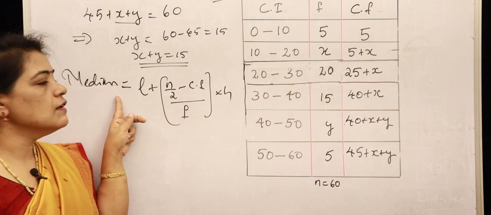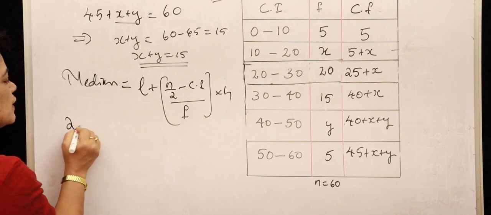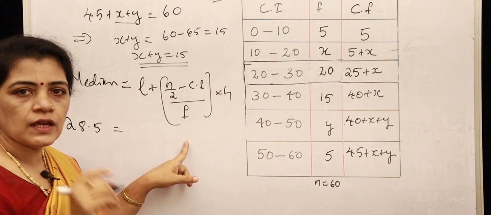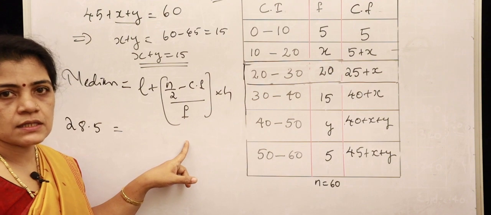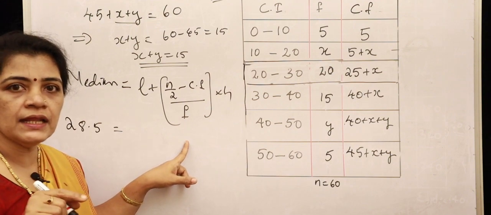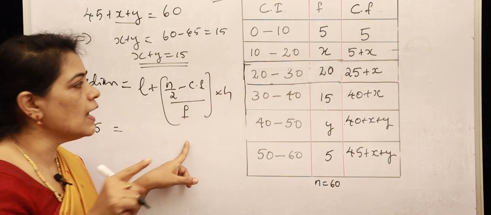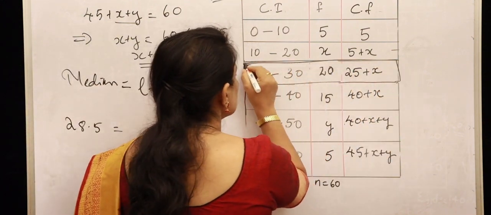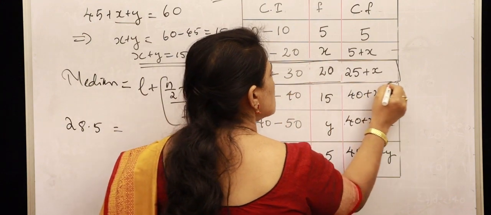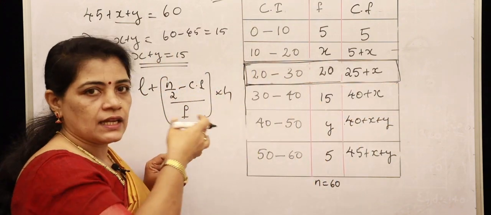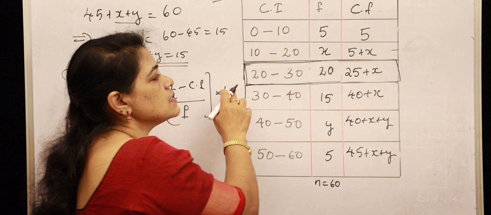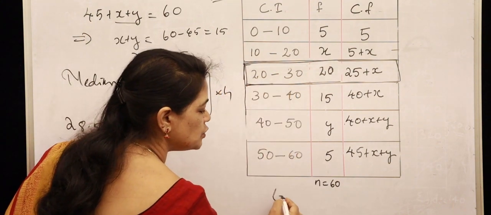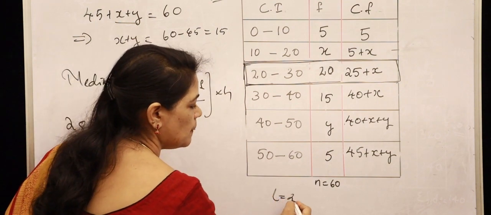Okay, and what is given? Median is given as 28.5. And to substitute in RHS, first we have to locate the median class. Since, as I told, median lies in the median class, 28.5 will lie in this class interval, that is 20 to 30. 28.5 is a member of this class interval, and I highlighted this class interval, and this is the median class and the lower limit. So L is equal to 20.